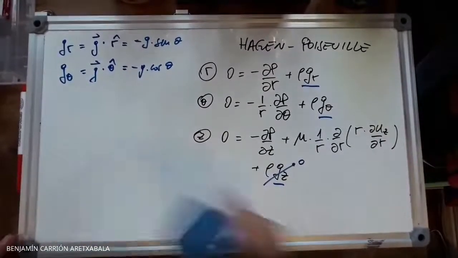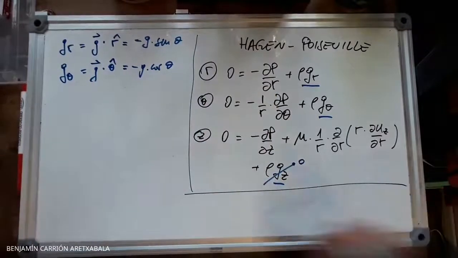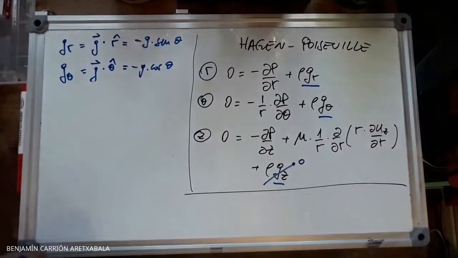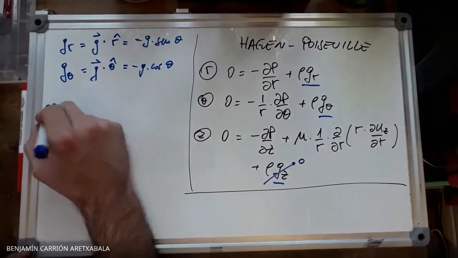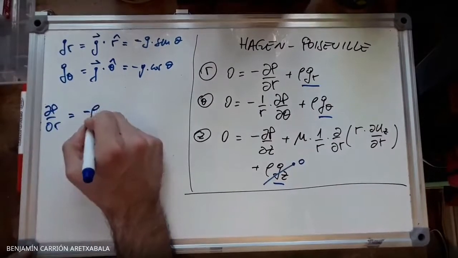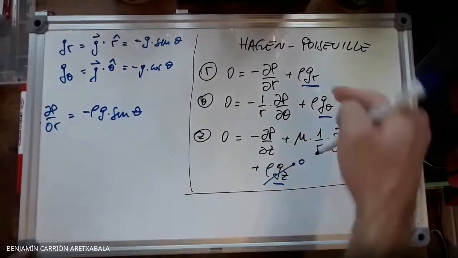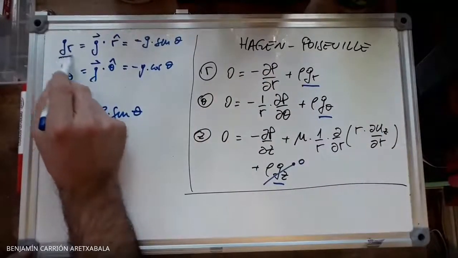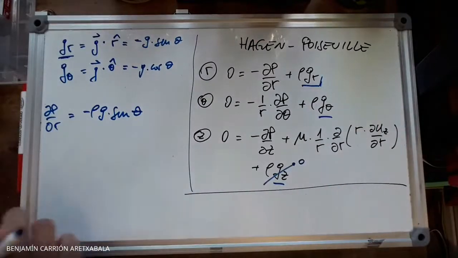Okay, now that we have that, we can go and try to integrate this. So let me keep this here. Let me try to integrate it. So we could say we have dp over dr is equal to minus rho g sine of theta. Okay, this is replacing this value here, right?